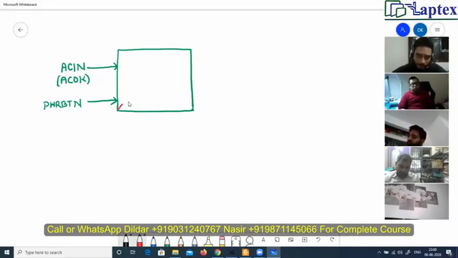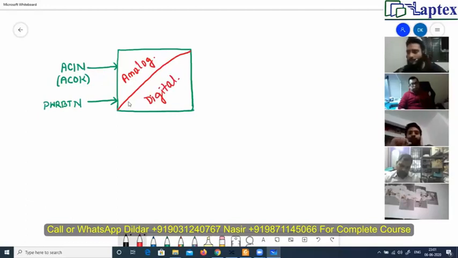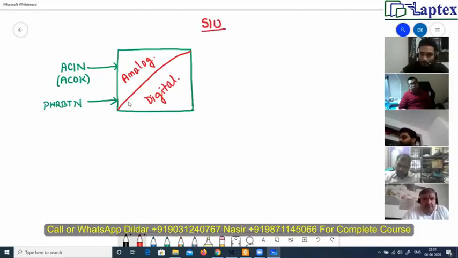See here, there are two parts in the SIO. One is the analog part. The second one is the digital part of the SIO. We are talking about the SIO. Right? So we'll get a supply here also. This is an LDO supply, the 3.3 volt.